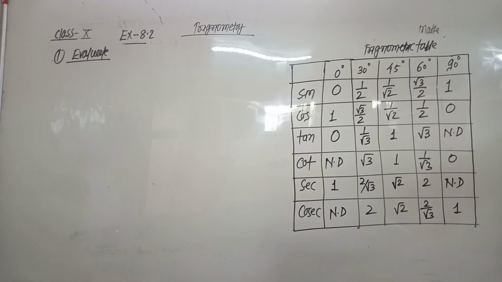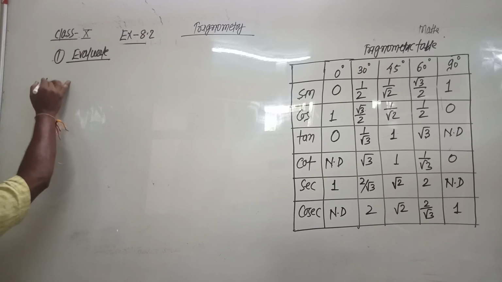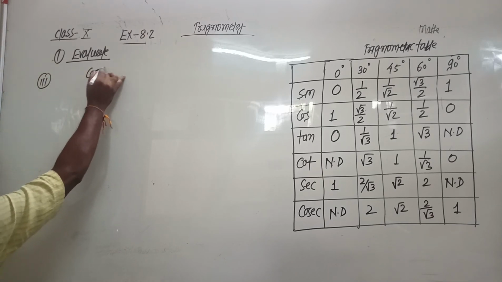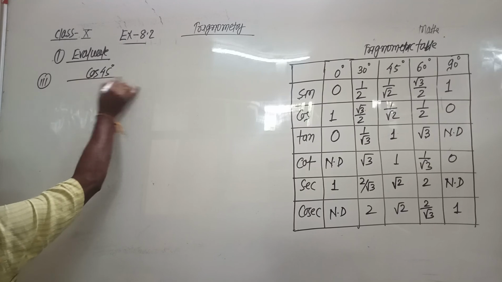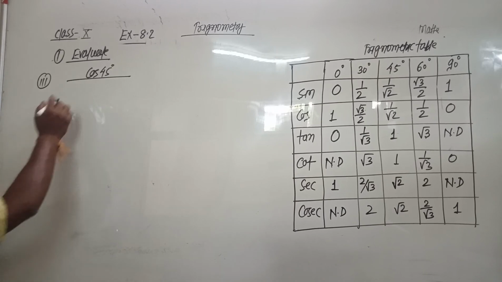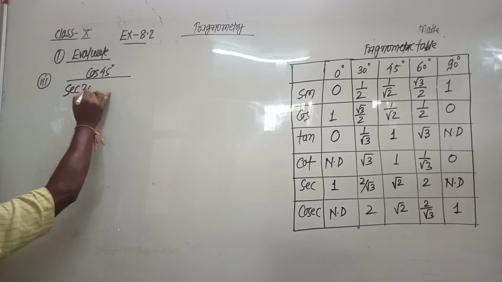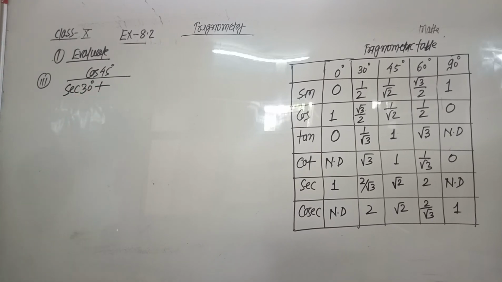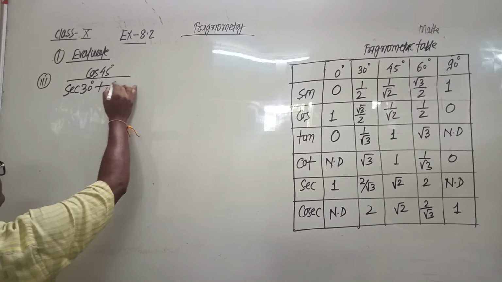Part 3. Cos 45 degree upon sec 30 degree plus cosec 30 degree.